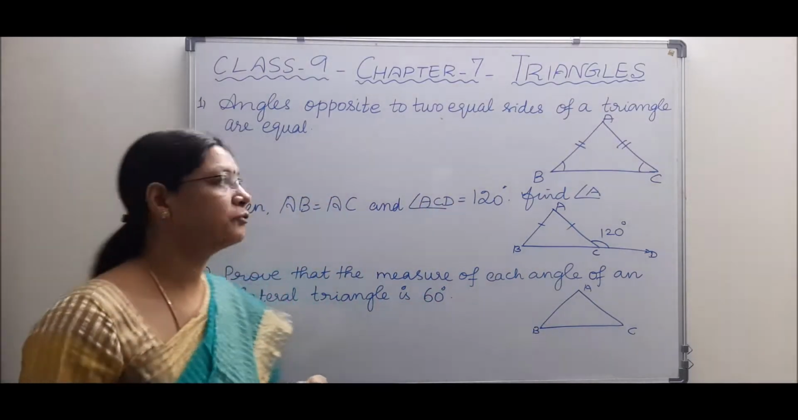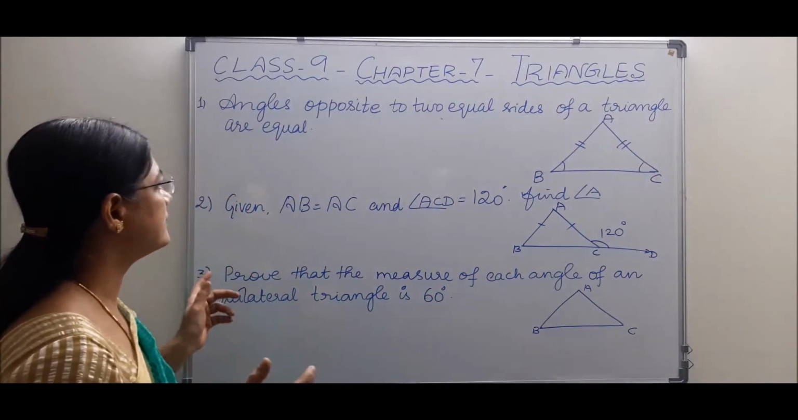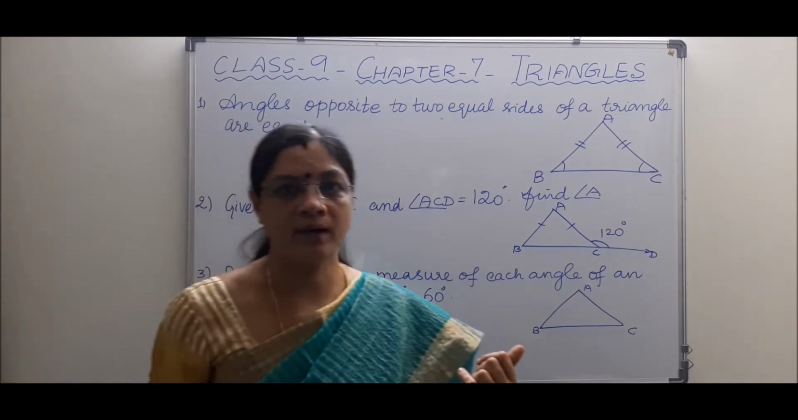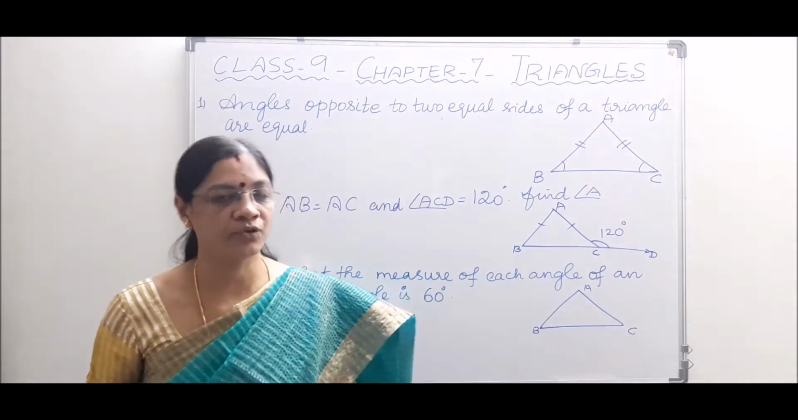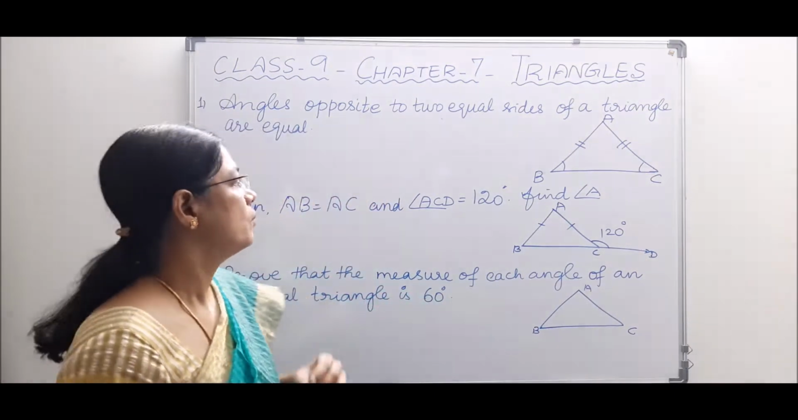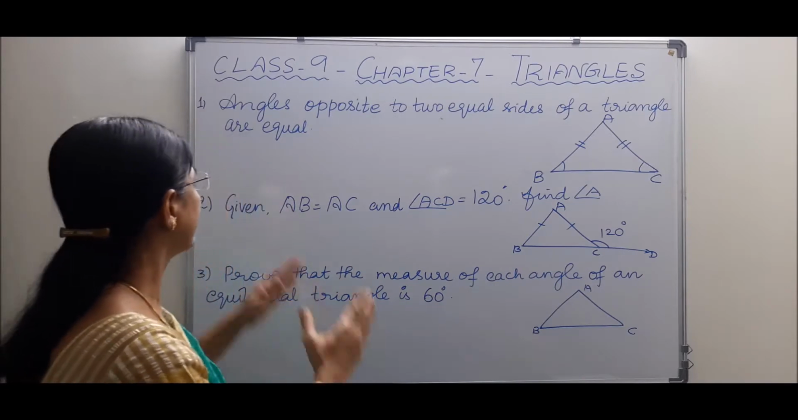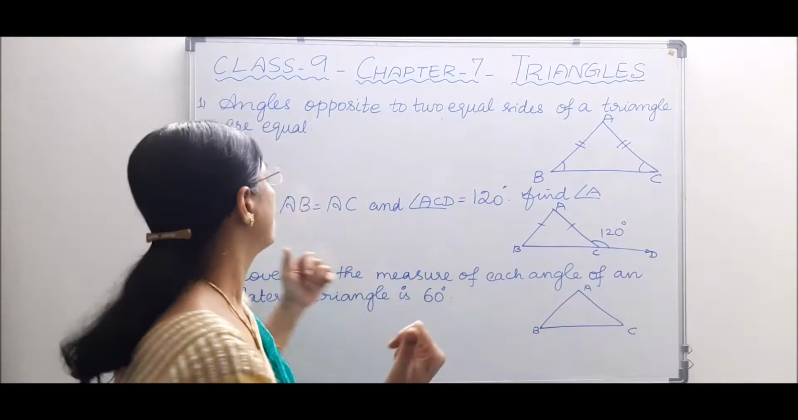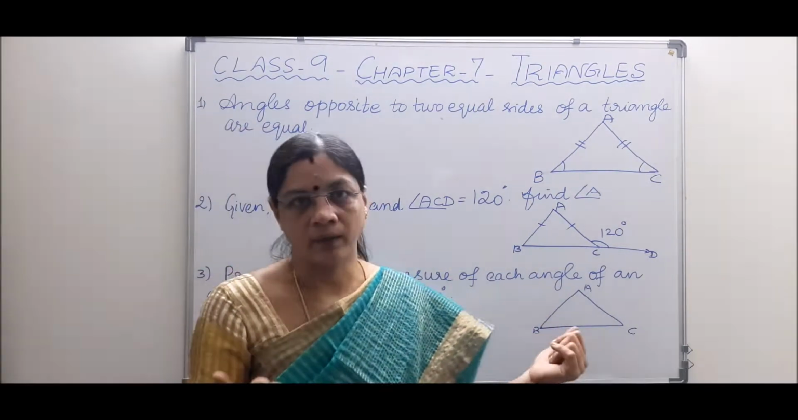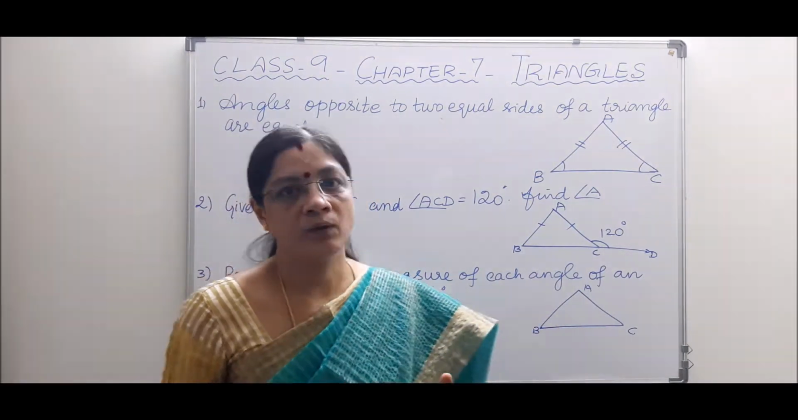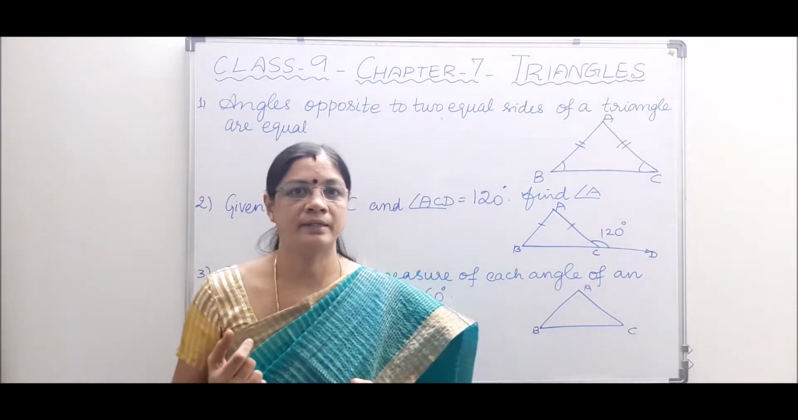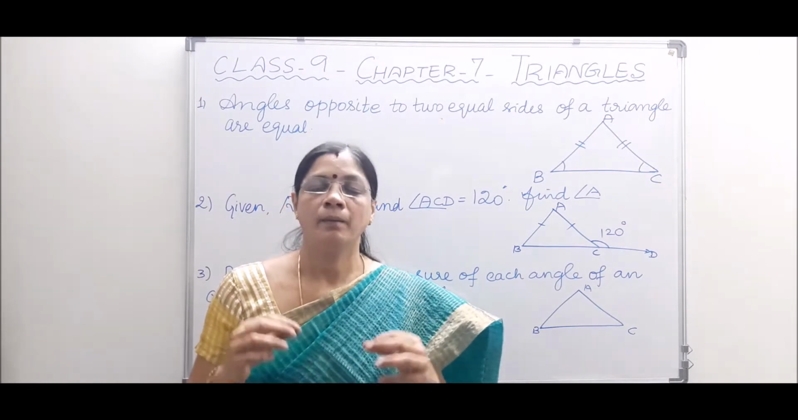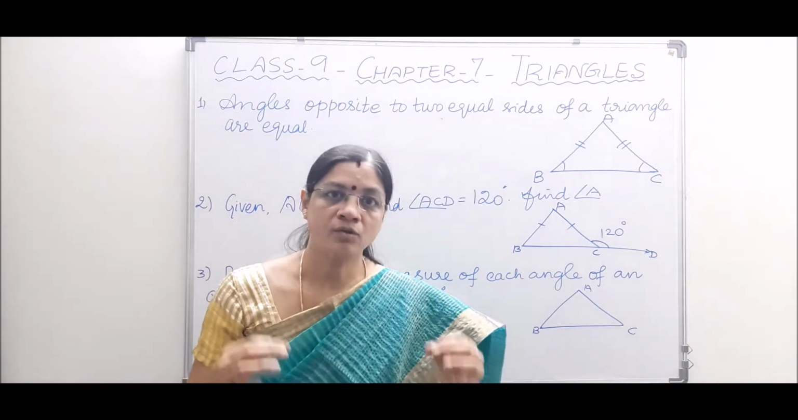The first thing is: the angles opposite to two equal sides of a triangle are equal. So we know where the angles and the sides of the triangle are, isn't it? So what does the first statement say? Angles opposite to two equal sides of a triangle are equal. What do we call a triangle when two sides are equal? We call it an isosceles triangle, isn't it? When two sides are equal, we call the triangle an isosceles triangle.